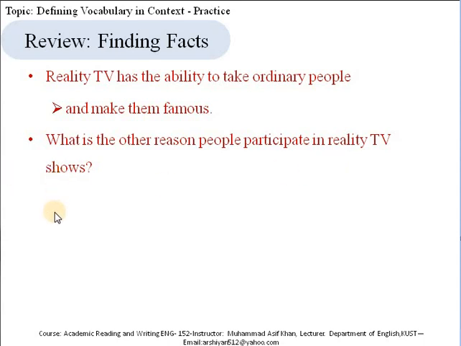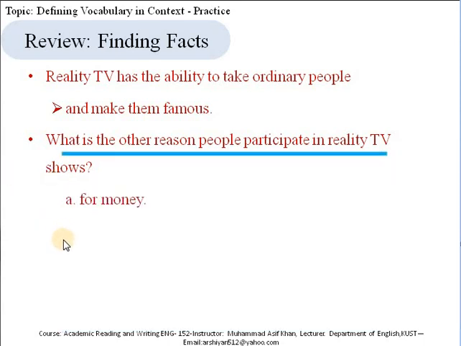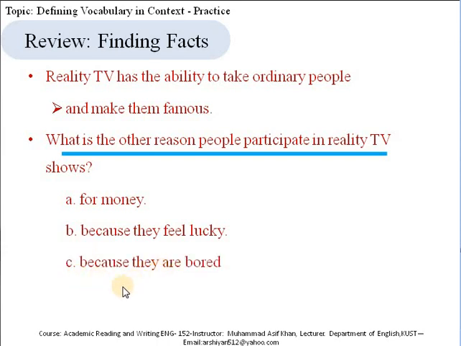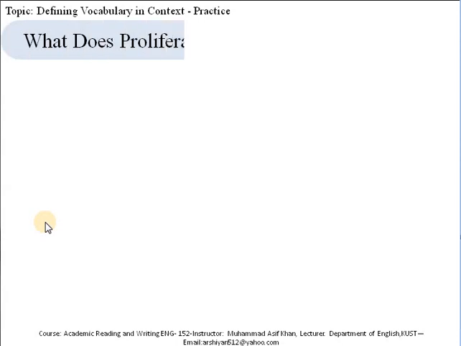I am giving you 3 options. The first is for money, the second option is because they feel lucky, and the third option is because they are bored. Just try to find the answer to this question using the fact-finding technique. If we go through that paragraph and have a quick check of the facts, it will tell us that the answer is A, and that is for money. Now, let's move towards another word, and that is proliferate. What does the word proliferate mean?